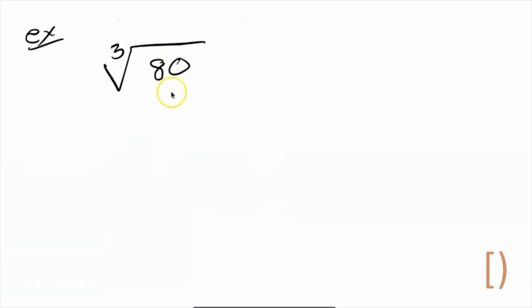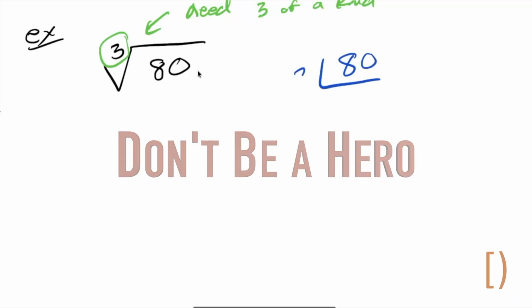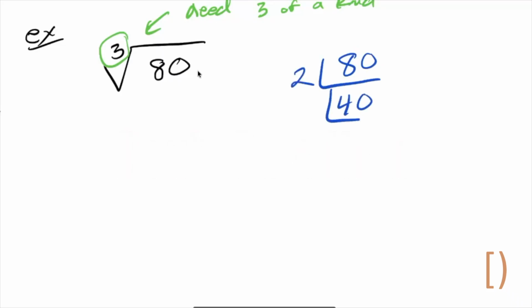Now we're going to do the cube root of 80. So the cube root, what does that change? It just means you need 3 of a kind. Instead of a pair, you need 3 of a kind. So it's the exact same concept, right? I'm going to do 80. Upside down division, start small. 2, that's 40. 40 divided by 2 again, so that's going to be 20. And divide that by 2 again, and I get 10. I'm going to divide by 2 again, and I get 5.